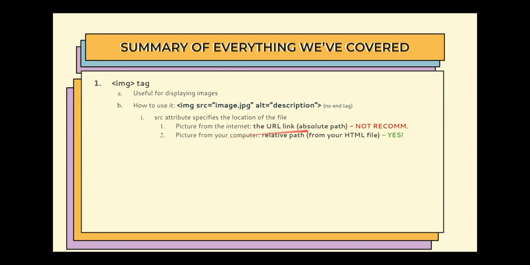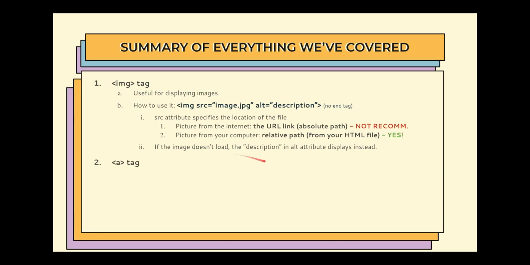Downloading an image to our computer and putting in our file is just more organized. And also, we don't have to rely on the internet to always provide the image for us. So in this course, we're going to be using relative path mainly. And then if the image doesn't load, the description in the alt attribute displays instead. So this description is what displays.